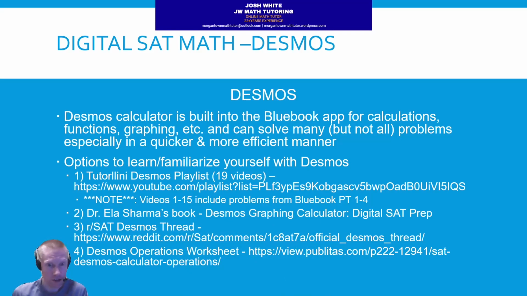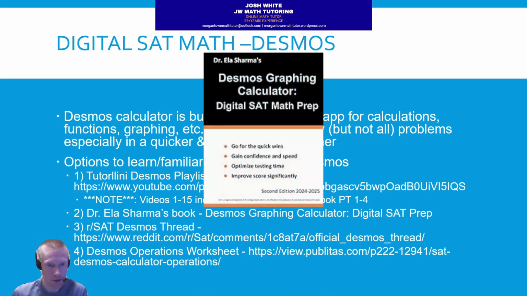Another great resource, and this is actually something I use with my students, is a book by Dr. Ella Sharma. It's Desmos Graphing Calculator, Digital SAT Prep. The new version, which I just got, is up to, I think, almost 60 total of what she calls use cases. So different ways that you can use Desmos, and it's got a bunch of example problems. It's got a whole section of practice problems at the end. So it really is an excellent resource as well.